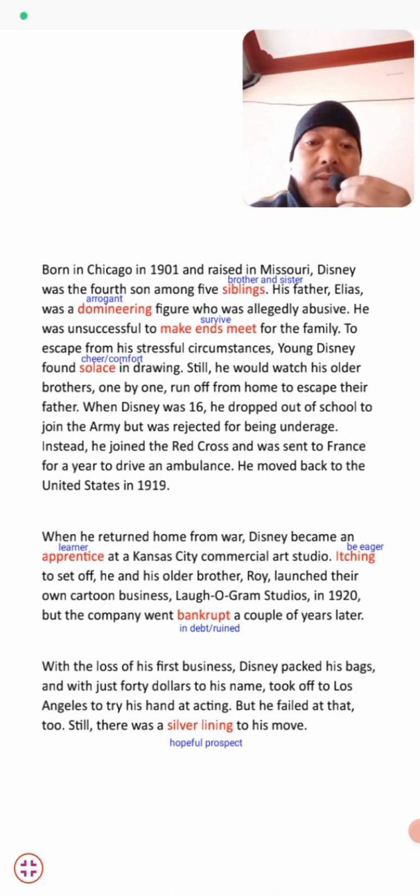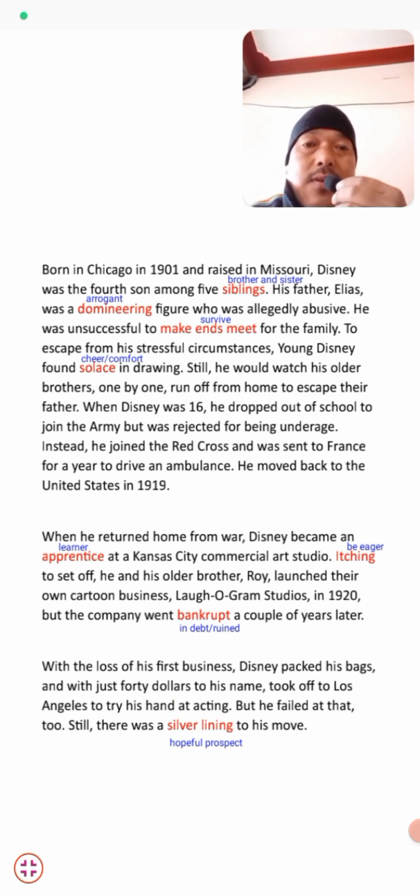With the loss of their business, Disney packed his bags with just $40 to his name. He took off to Los Angeles, Hollywood, to try his hand at acting in films. But he failed at that.